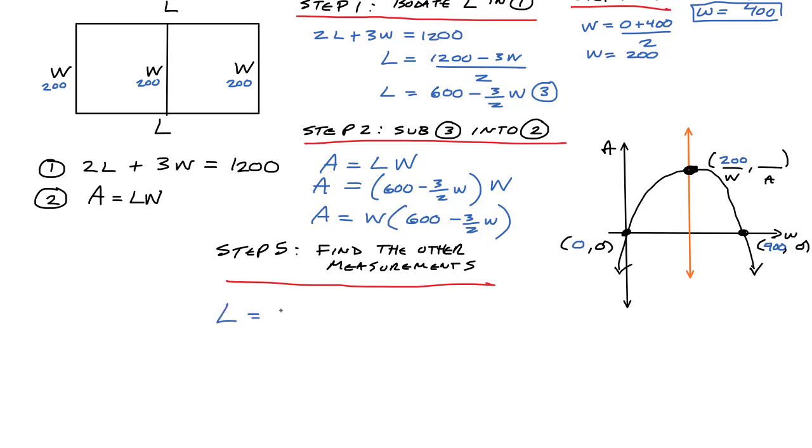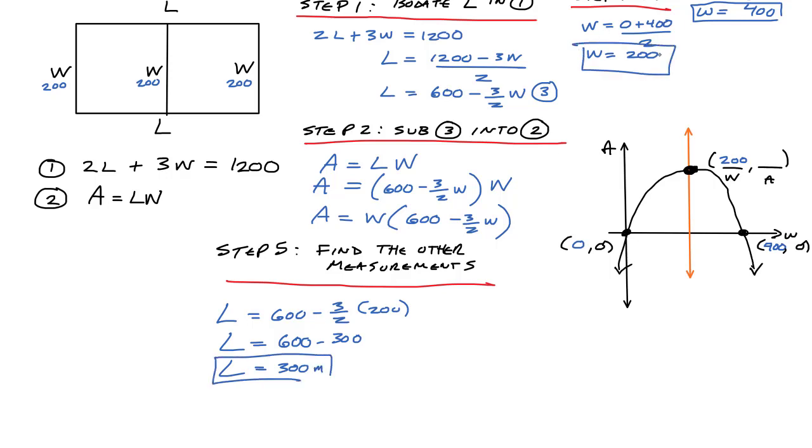So I'm going to find my length. What's 600 minus 3 halves times the width, which we just found is 200. So 200 divided by 2, right, is 100 times 3 is 300. So what's 600 minus 300? There you go. You're going to get 300 meters. So now we got our length. We got our width up here. So our lengths on my diagram are each 300 meters, 300 meters. All of that should add up to be 1,200 if our math's correct.